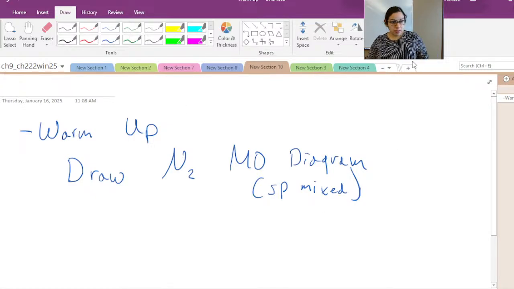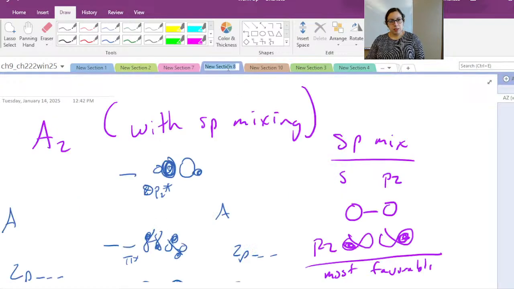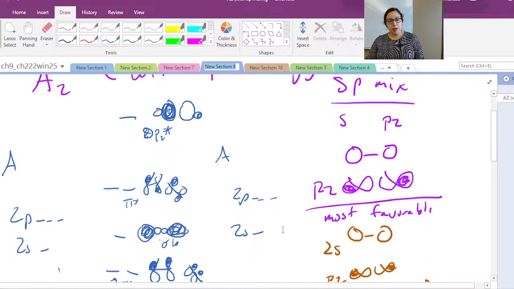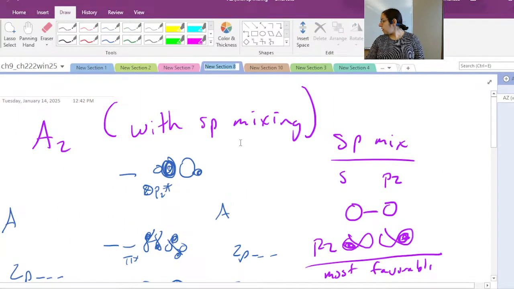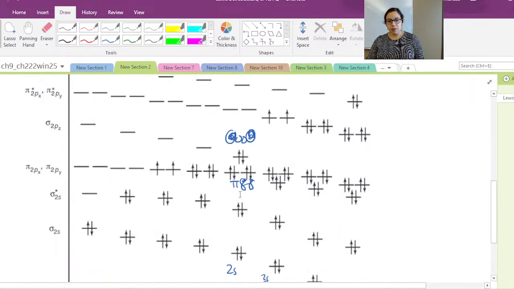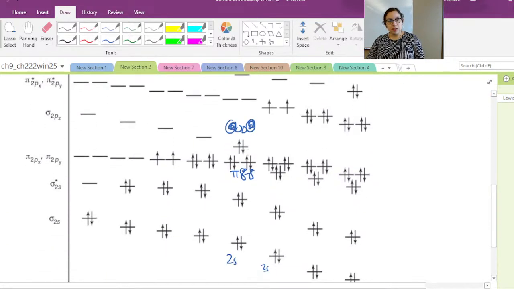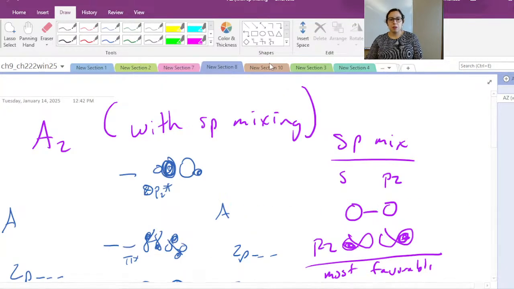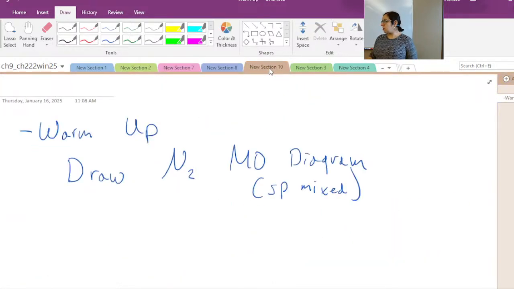So as you get settled, practice drawing our MO diagram. This is basically your homework too. Look back at your notes, your generic A2 with SP mixing. You could also reference this, although it does tell us the answer, but we want to practice drawing it, deriving it. So I'll let you keep working on that.